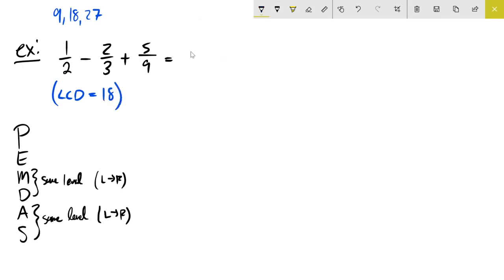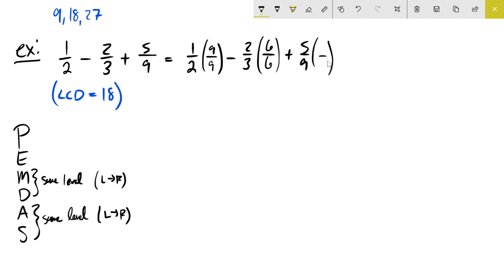So then I would go ahead and bring them all up. So what is 1/2 going to need? A 9 over 9. That's how you'll get it up to 18ths. And then what does 2/3 need to bring it up to 18? 3 times 6. This one needs a 6 over 6. And then what does 5/9 need? 9 needs a 2. So it needs a 2 over 2. Okay.